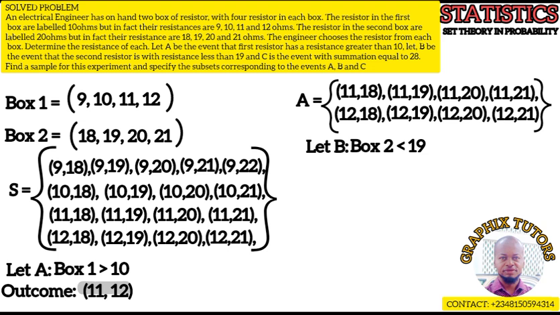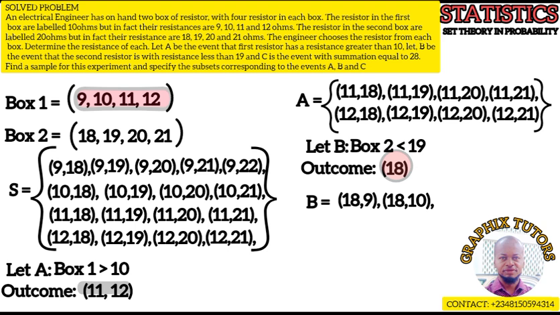So the outcome for that condition for box 2 will be 18. Now if I want to get my subset B, this 18 will be paired with everything in box 1. Since 18 is in box 2, you are meant to pair with resistances in box 1. So it will be 18 and 9, 18 and 10, 18 and 11, 18 and 12. That will be my subset B.